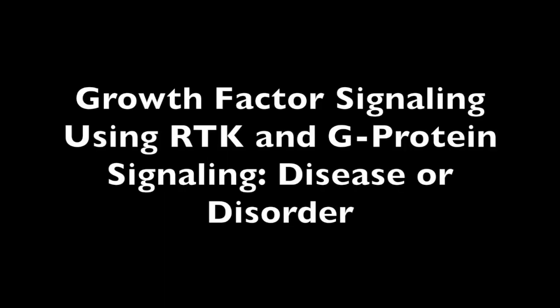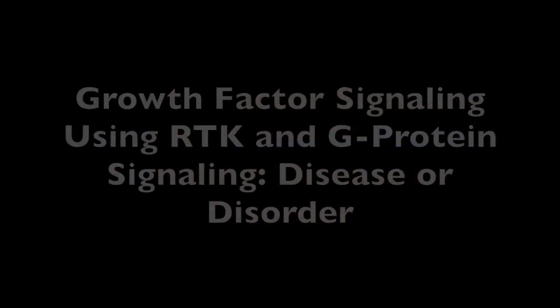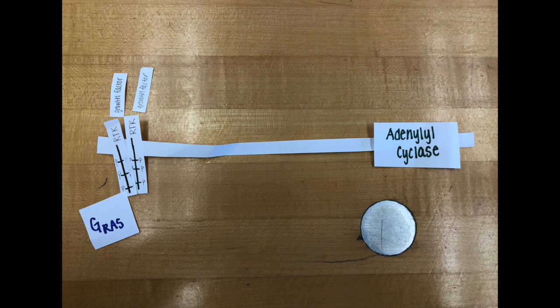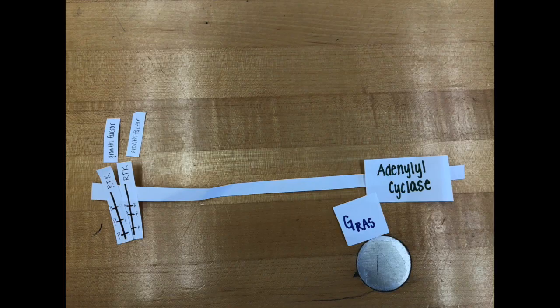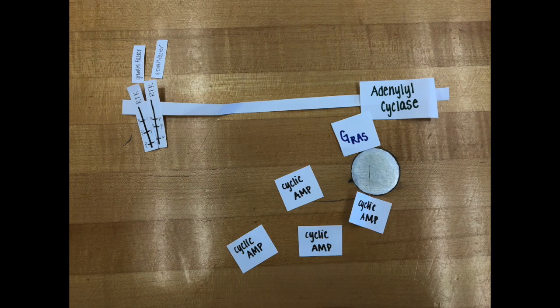Growth factor signaling using RTK and G-protein signaling. Related disease or disorder. Growth factors bind to RTK molecules that are attached to the cell membrane. A RAS molecule is attached to those RTK molecules. The RAS molecule moves along the cell membrane and binds to adenylyl cyclase, where it becomes hyper-RAS and remains bound to adenylyl cyclase and produces an abundance of cyclic AMP, which is known as amplification.